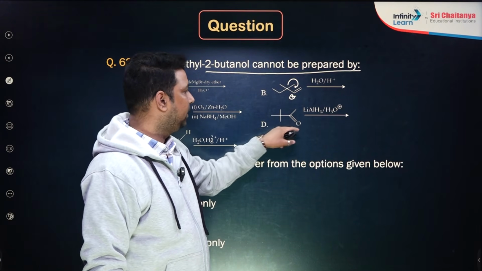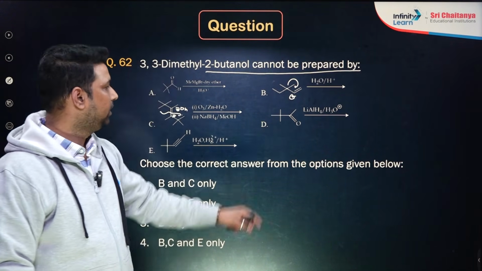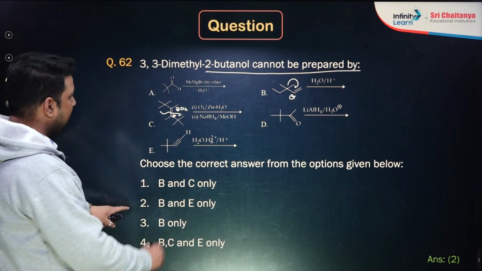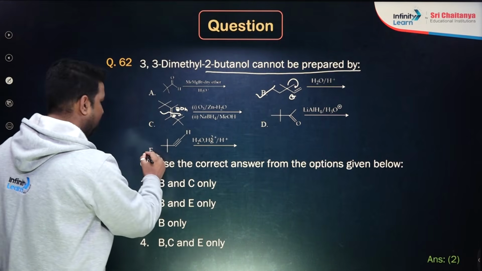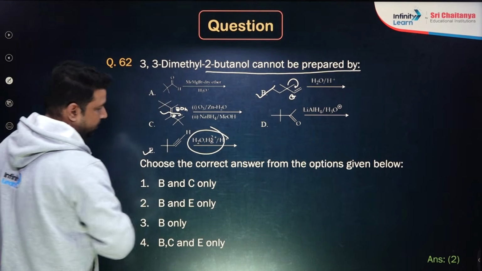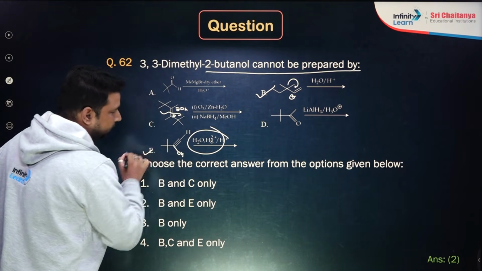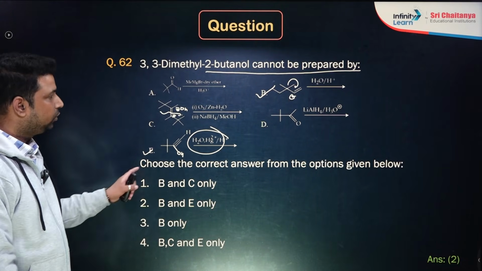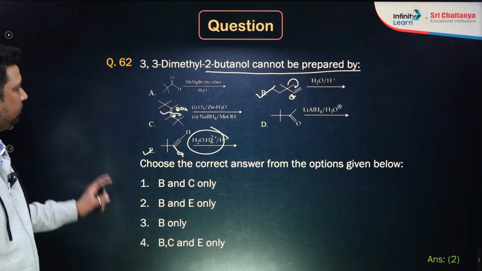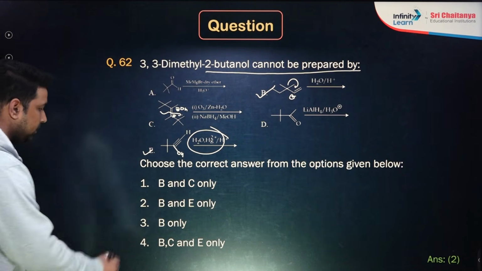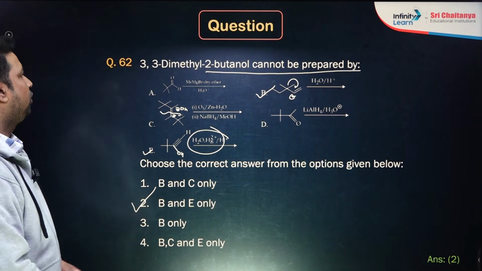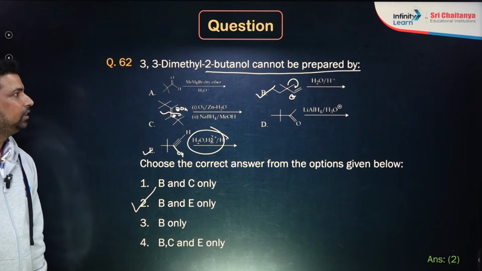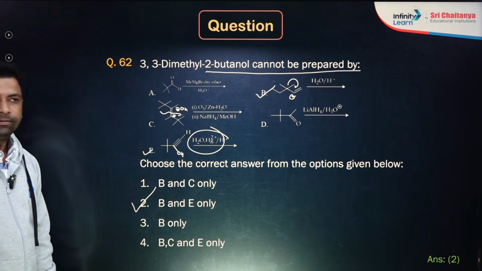Lithium aluminum hydride, it is basically ketone. Okay, it will convert into alcohol. So if you complete the reaction, B and E can form. In this case, first OH will attack, then after tautomerization, there will be ketone. So these two cannot form, rest of them can form. So your right answer will be B and E only. So cannot form 3,3-dimethyl 2-butanol. Okay, so this is your answer.